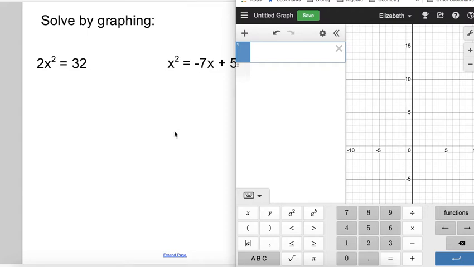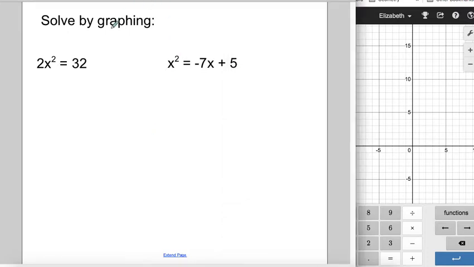Let's talk about how to solve a quadratic by graphing. It's one of my most favorite methods of solving. The first step to doing this is to take the equation that they're giving you and to get everything over to the same side because you really want it to be equal to 0. That's the best method for solving these.